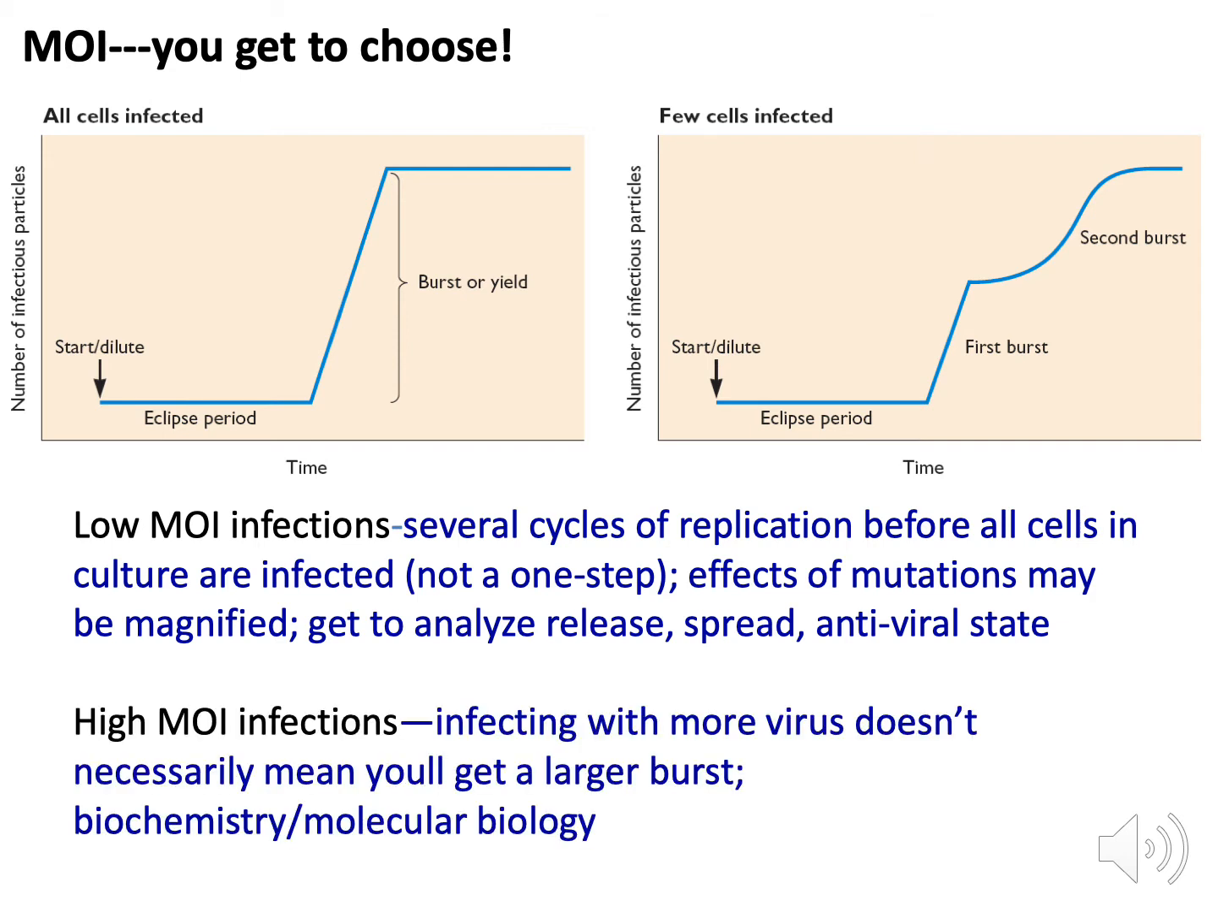High MOI infections, another point that you should consider is once you reach the stage where you're infecting all of the cells, if you infected with more, it doesn't necessarily mean that you're going to get a larger burst, again, because the cell has a finite capacity to release virus. And in fact, maybe infecting with more would induce a higher antiviral response. You might reach a stage where you get less virus by adding more PFUs. So that's a point you should consider.